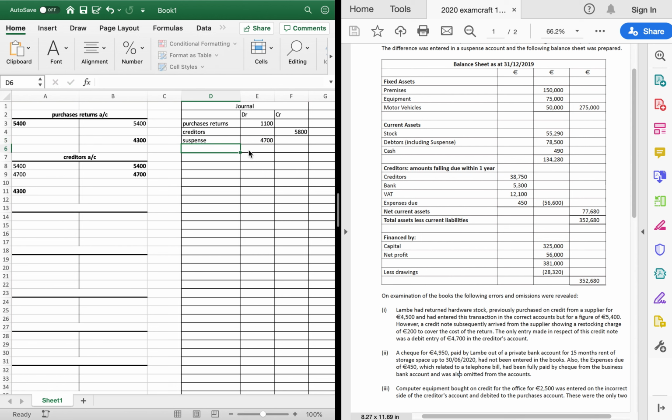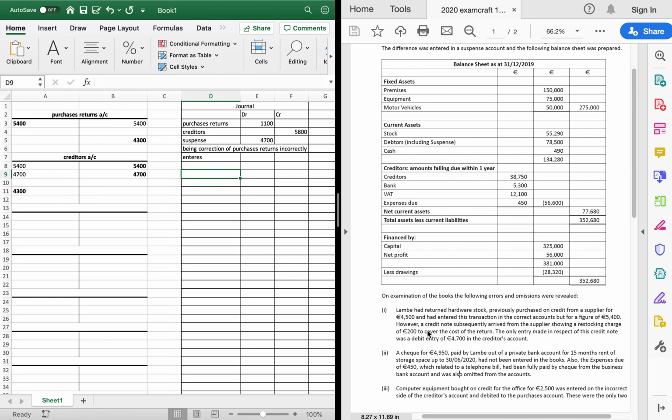So 4,700. So being correction of purchases returns incorrectly entered. Okay, so that's number one.